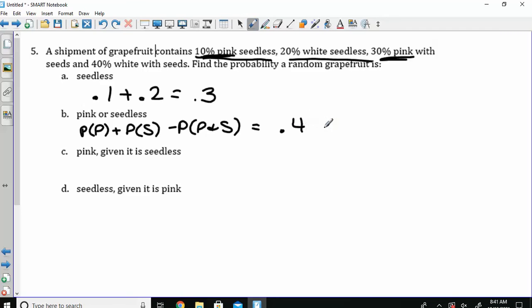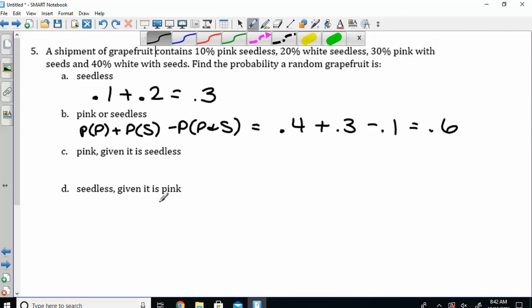Probability of being pink. So we have 10% and 30%. So the total probability of being pink is 0.4 plus the probability of seedless we just found was 0.3 minus, we have double counted this pink seedless, and so we should get 0.6. Everybody with me there?